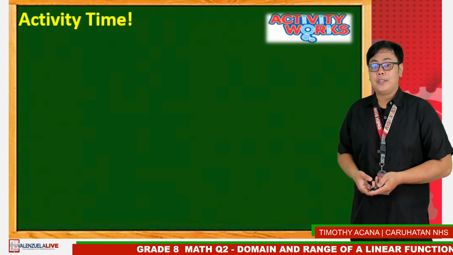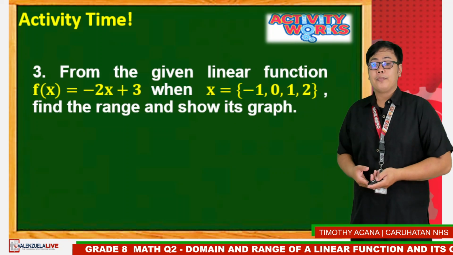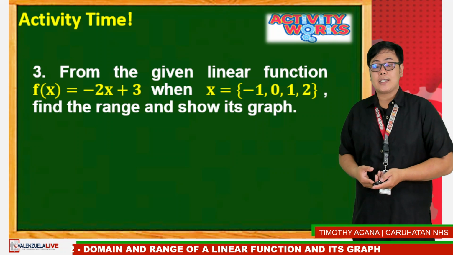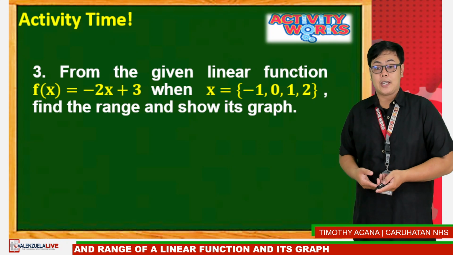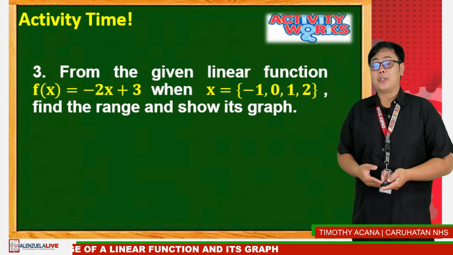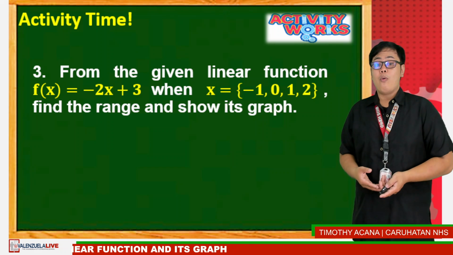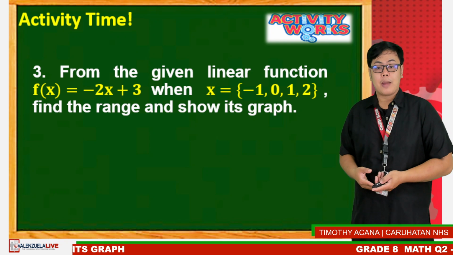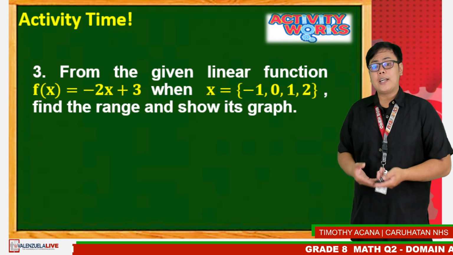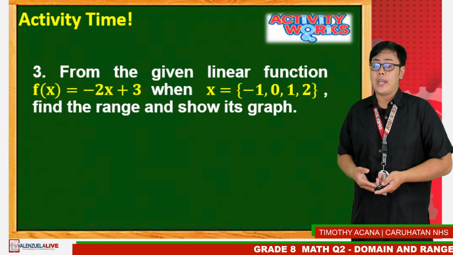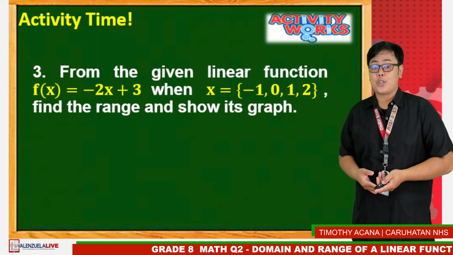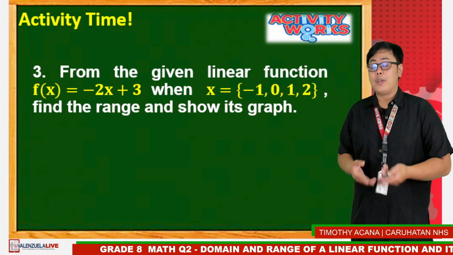For our third problem, from the given linear function f(x) = -2x + 3, when x is equal to -1, 0, 1, and 2, find the range and show its graph. To find the range of f(x) = -2x + 3, evaluate the linear function with the following values of x.